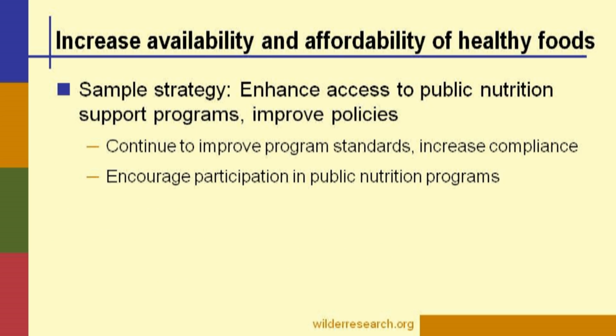One way to increase the availability and affordability of healthy foods is to enhance access to public nutrition programs and improve policies. There is evidence that participation in federal school lunch and breakfast programs can reduce the risk of obesity among students. Studies have shown that students who participate in the school breakfast programs have a reduced risk of body mass index, or BMI. And in addition, research has shown that children are more vulnerable to rapid BMI gains in the summer months when they don't have access to those types of programs.